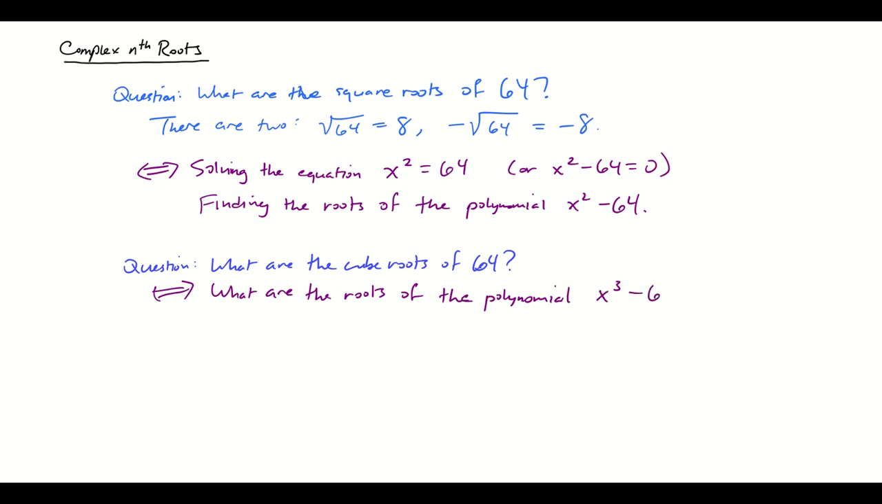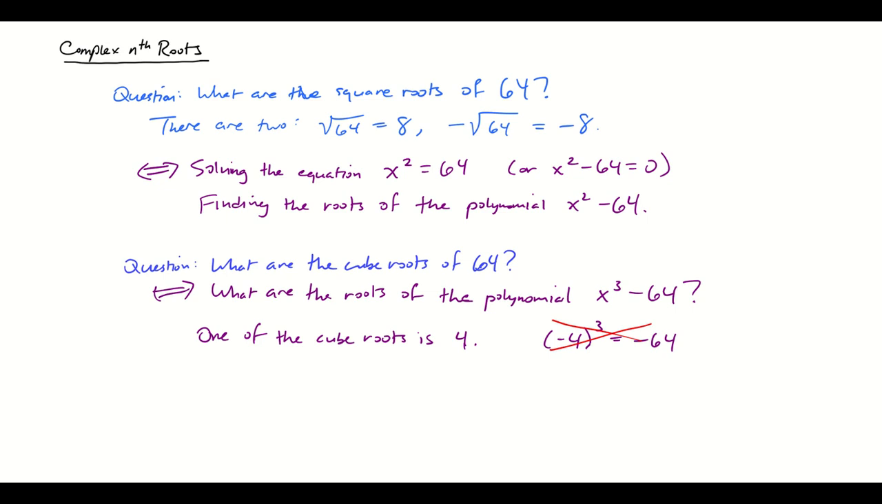x cubed minus 64? If we're thinking entirely in terms of real numbers, we know of one answer to this question. One of the cube roots is 4, because we know that 4 cubed is 64. And you might think, well, what about plus and minus 4? But if we take minus 4 cubed, we end up with negative 64, not positive 64, so that does not qualify as a cube root. So negative 4 is out.